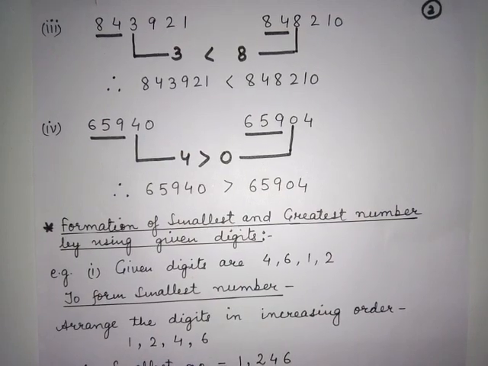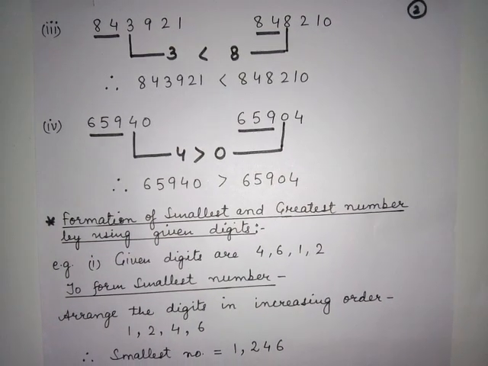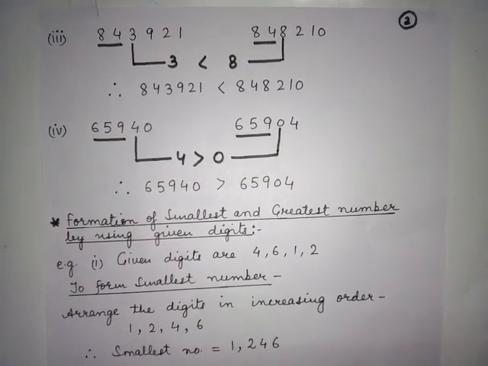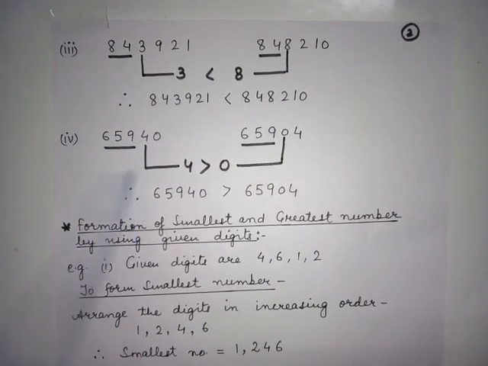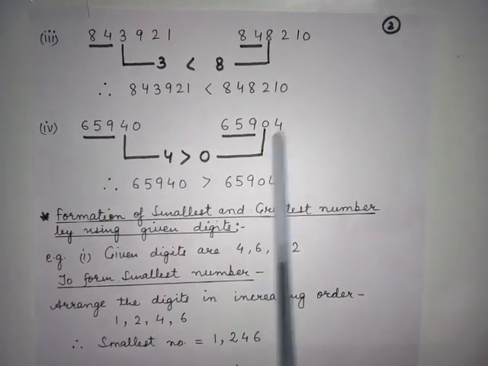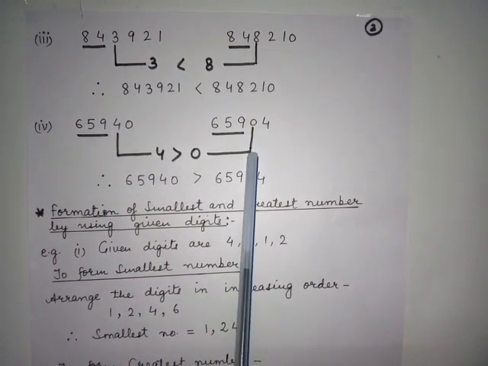Now, in the next example, again you have two numbers. Both have the same number of digits. And you can see that the first 3 digits from the left are the same in both. So in this case, we will check the 4th digit from the left. The 4th digit from the left is 4. And in this number, the 4th digit from the left is 0.